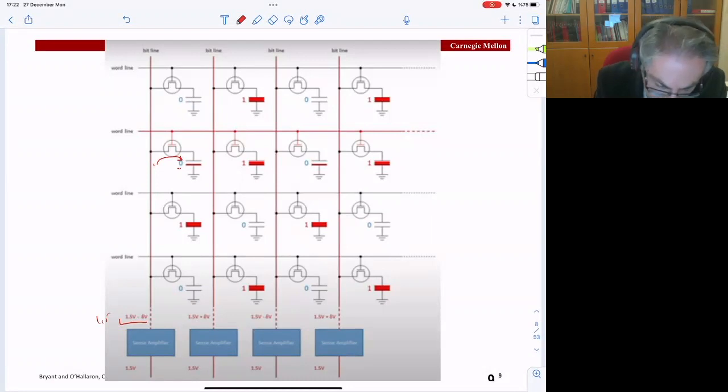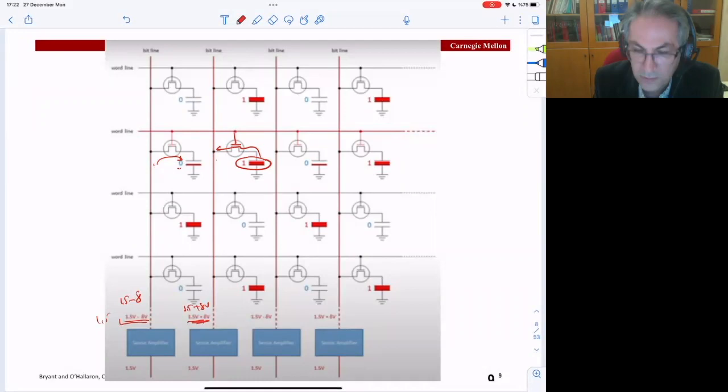And as a result, the value that I get here is 1.5 volt minus some delta value, okay? A little bit different. Whereas for the second line, in this case, I had a 1 here, so when I open this gate up, the charges will go here, and it would make my voltage 1.5 plus some delta volt, okay, and so on.